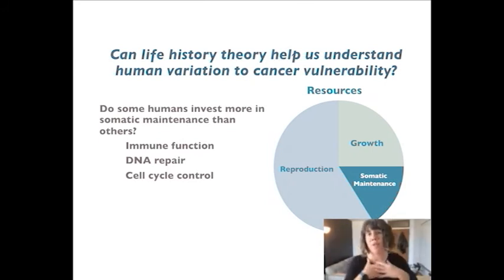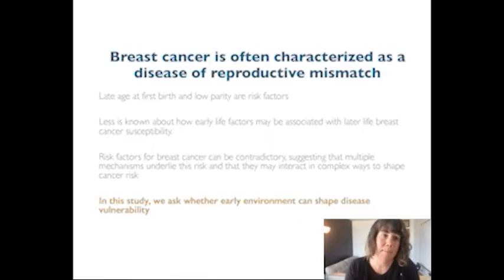And again, breast cancer is often characterized as a disease of reproductive mismatch, and that's it. So I'm begging for a more life history component to this, and it's not just evolutionary mismatch. So typically what you see in some of these studies is that late age at first birth and low parity are risk factors. And the argument is it's because of this increased cycling. And we don't know much about early life factors and how they could lead to later breast cancer susceptibility. I suggest that maybe there are some complex ways to shape cancer risk, and that early life and reproductive life are an important contribution.